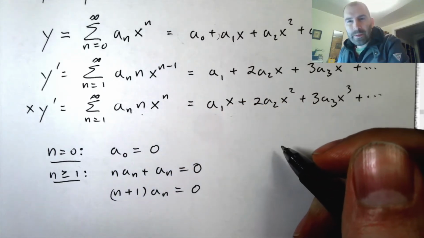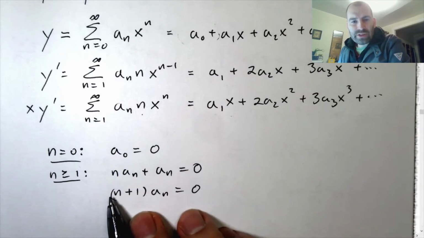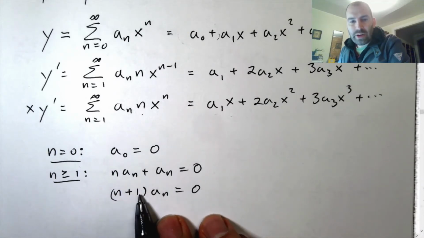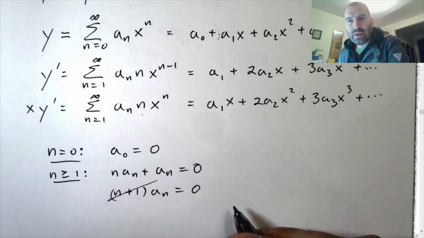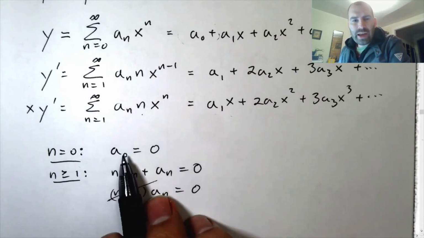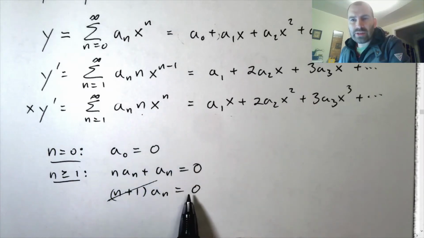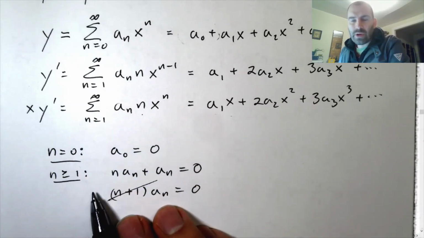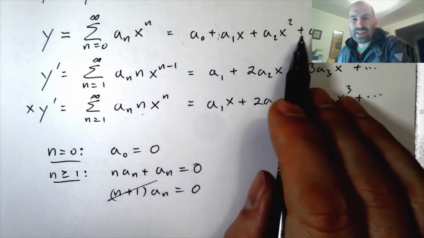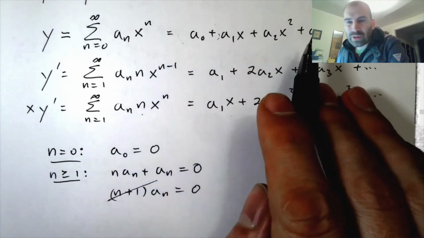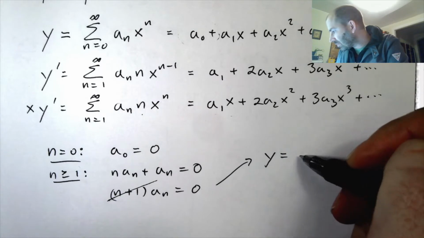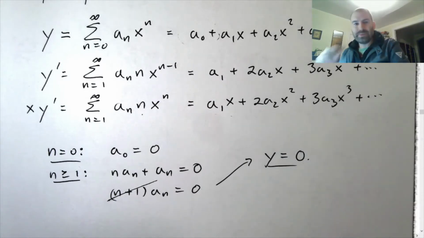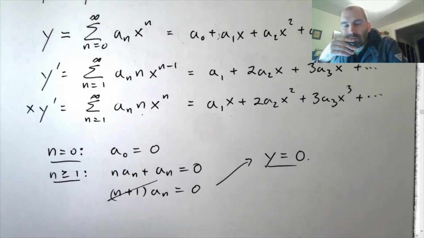Okay. Now, n is greater than or equal to 1. This isn't 0, so I can divide both sides by this quantity, right? So I can just kill that. I see that a_n equals 0. So what I'm getting is that a_0 is 0 and every other a_n is 0, so all the a_n are 0 from 0 on up. So what this is suggesting is that every single one of these coefficients is 0, so my entire polynomial is 0. It's suggesting that my solution is simply y equals 0. That's all it's giving me.